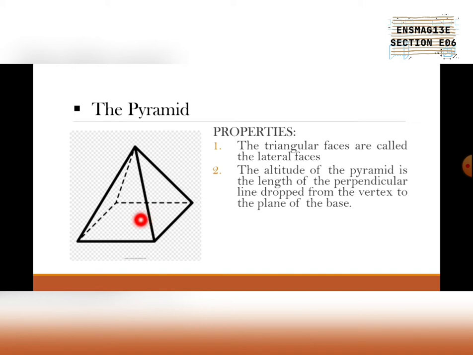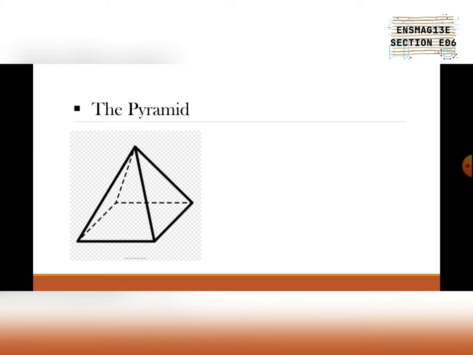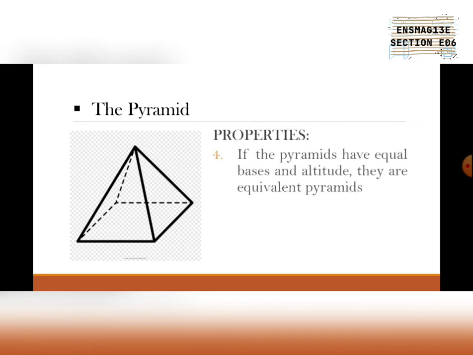The altitude of the pyramid is the length of the perpendicular line dropped from the vertex to the plane of the base. If the pyramid is cut by a plane parallel to the base, the lateral edges and the altitude are divided proportionally. If pyramids have equal bases and altitudes, they are equivalent pyramids.